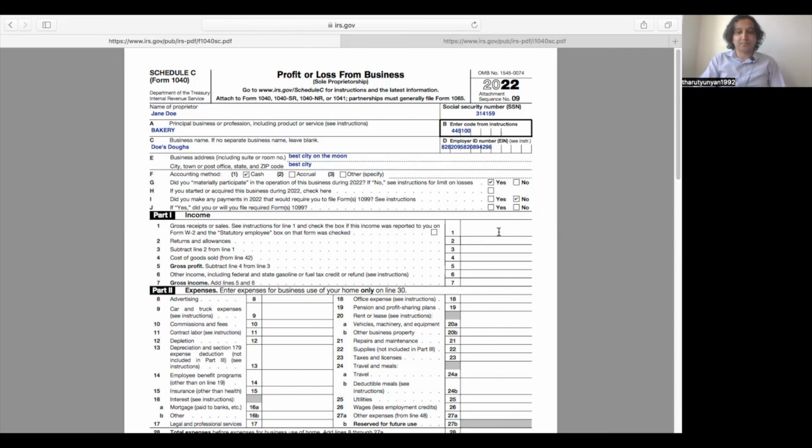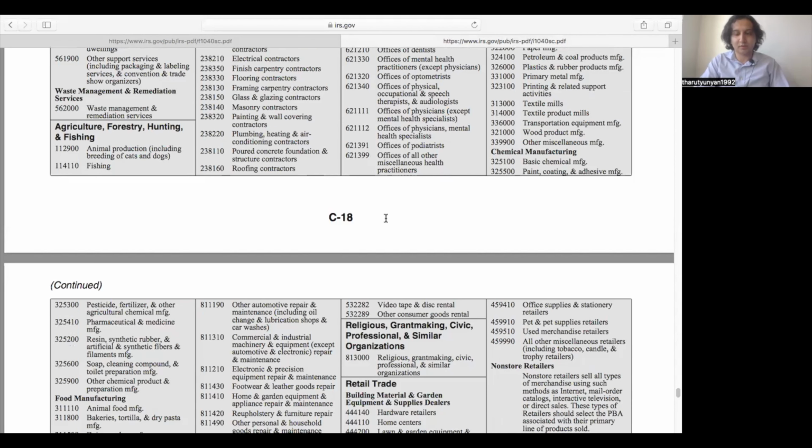Okay, now let's start from the gross income. And also, I want to show you how to use the instructions, right? So let's open the instructions. Let's scroll all the way up.